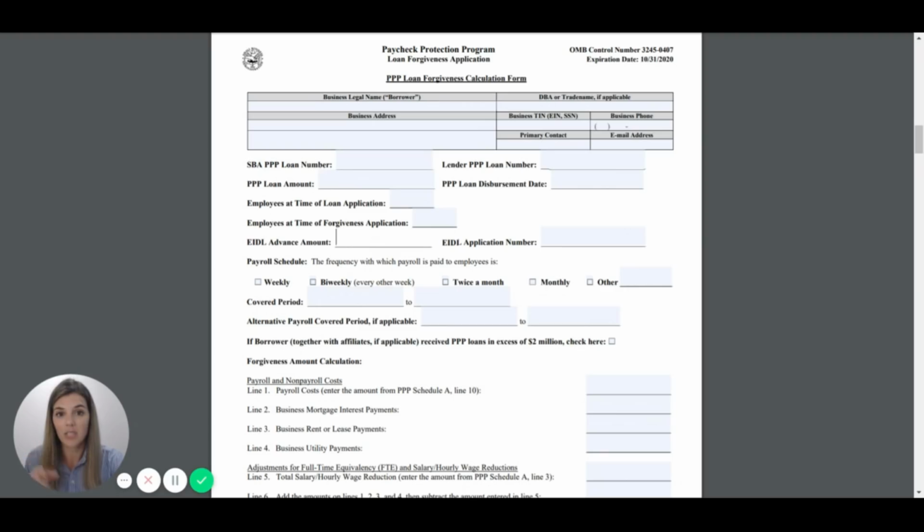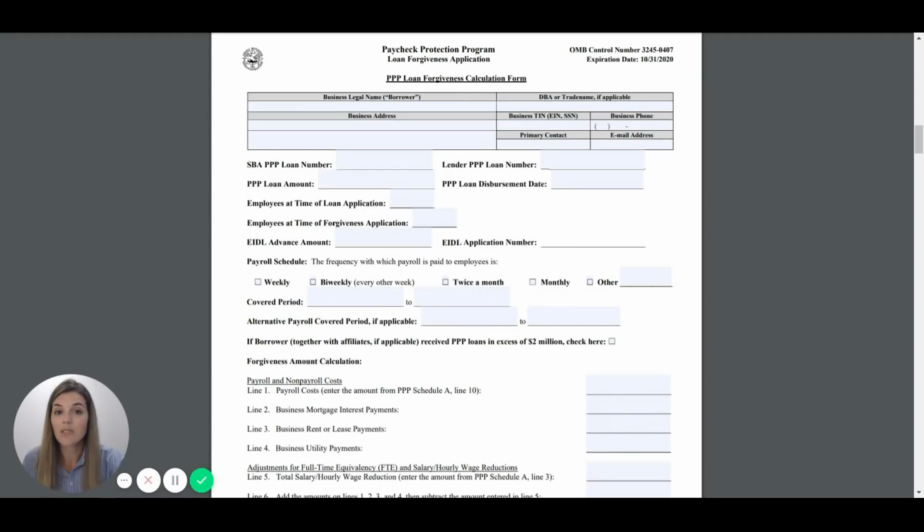Remember, you applied and you checked a little box, and then they gave you up to $10,000. Most of you, the max you would have gotten is $1,000 because you don't have any employees. So put that in here if that's a thing. And then if you did do that, also your EIDL application number.